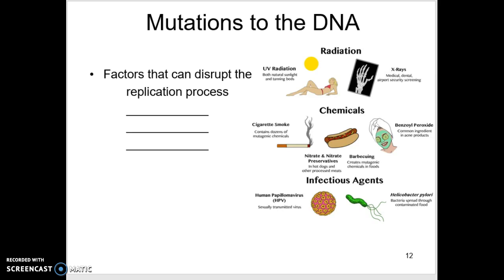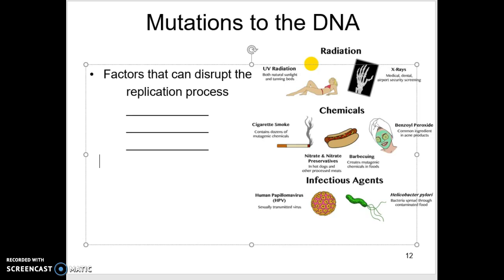Are we using things to preserve our food? Nitrates and nitrites are preservatives used in processing meats. Those have been known to cause mutations or changes to the cells. Cigarette smoke, things we call carcinogens, play a big role in this. Benzoyl peroxide, a common ingredient in acne products, has been known to cause problems with cells going through the cell cycle.